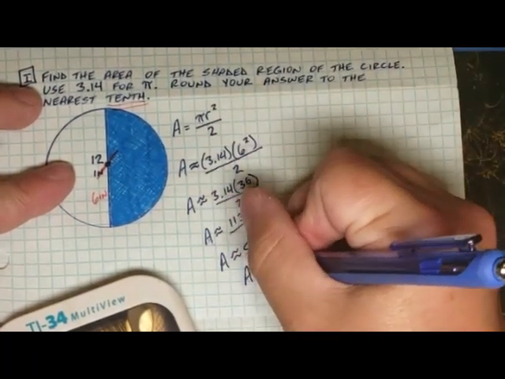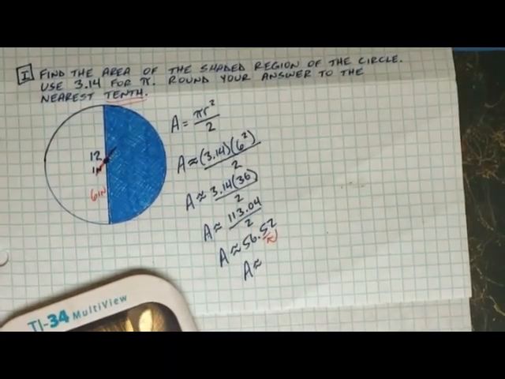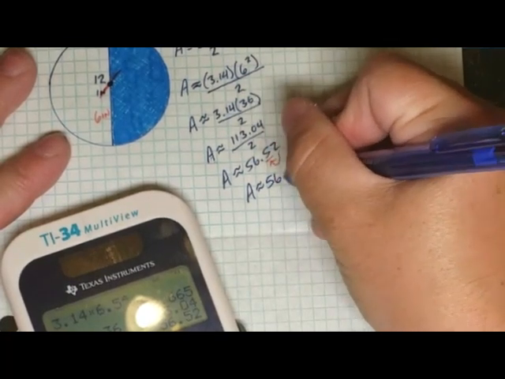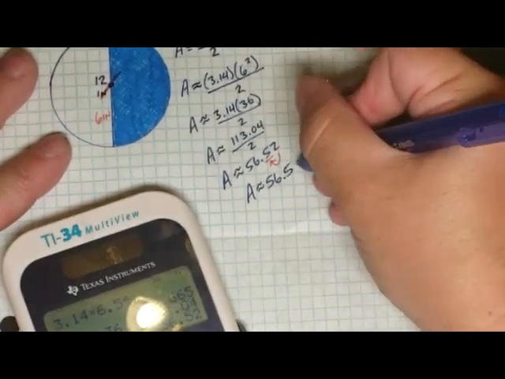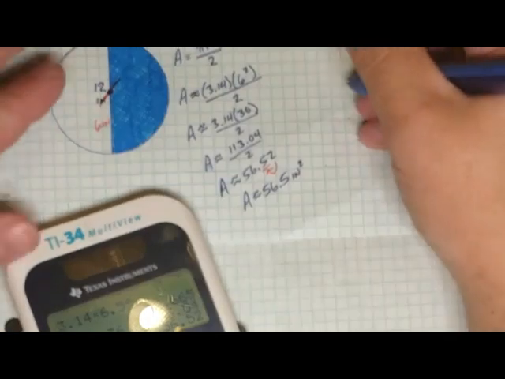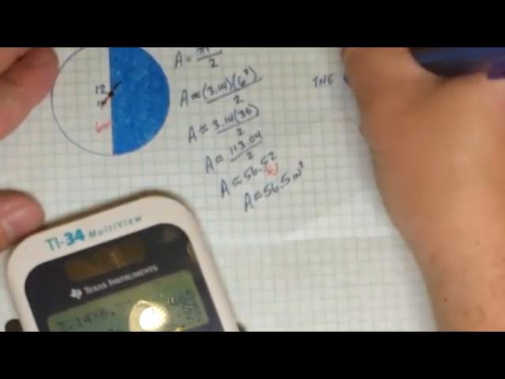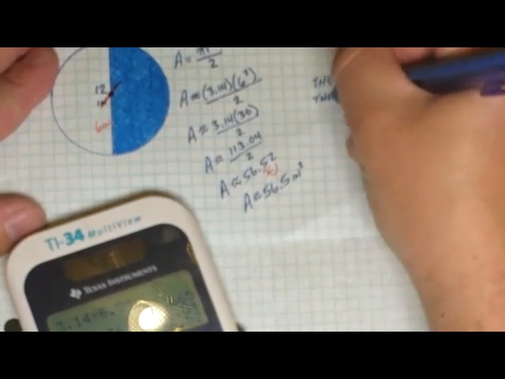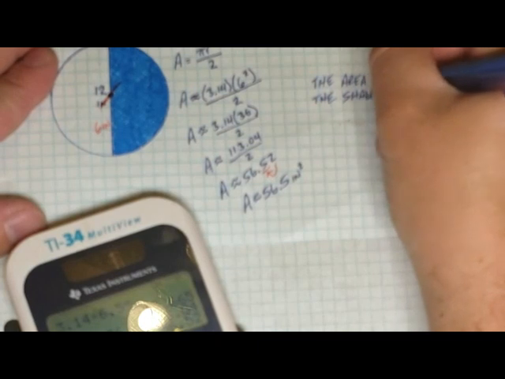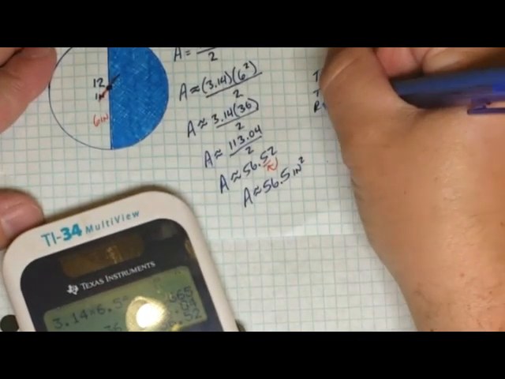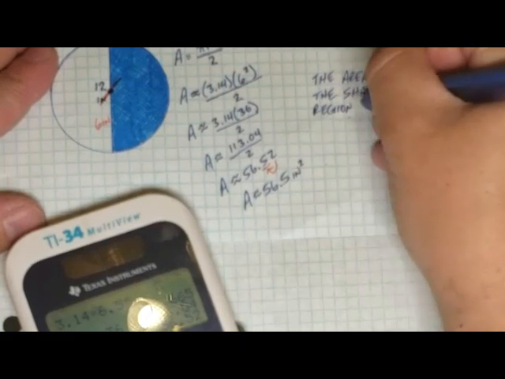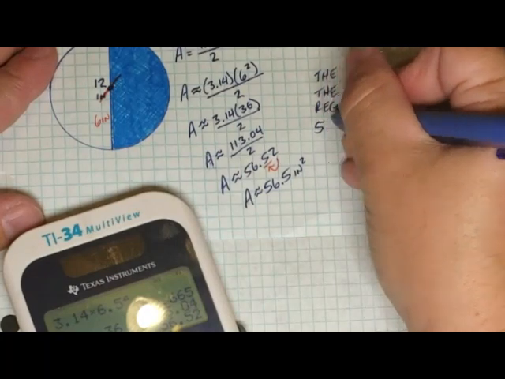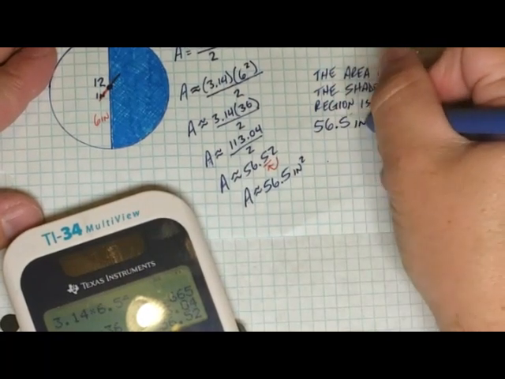So the area is about, and I'm hoping you can still see this, 56.5 inches. It's still squared, it's still area. So the area of the shaded region is about 56.5 inches squared.